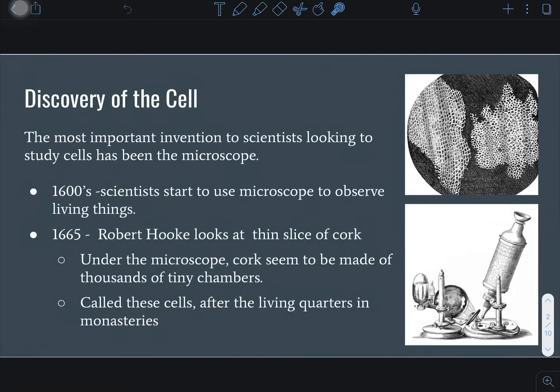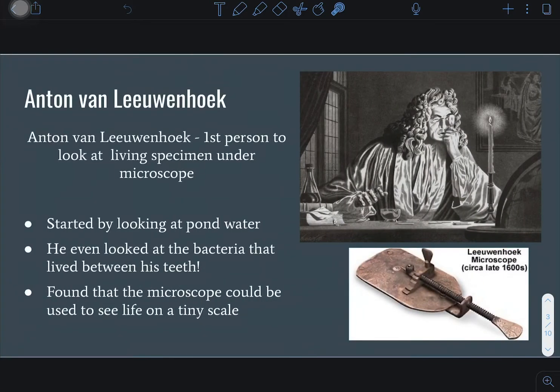Hooke saw empty cells. It was dried up, dead plant. But Leeuwenhoek was the first to see living stuff.